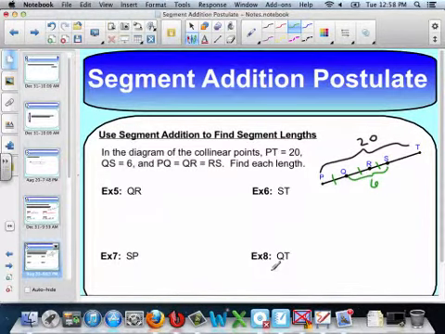Okay, there we go. Stop. If QS is 6, what did that make each one of those parts? 3. So let's write that down. So that makes this 3, and 3. Okay, I think we're good to go from here. So that's 9, which leaves us with ST being 11. So therefore ST is the longest.